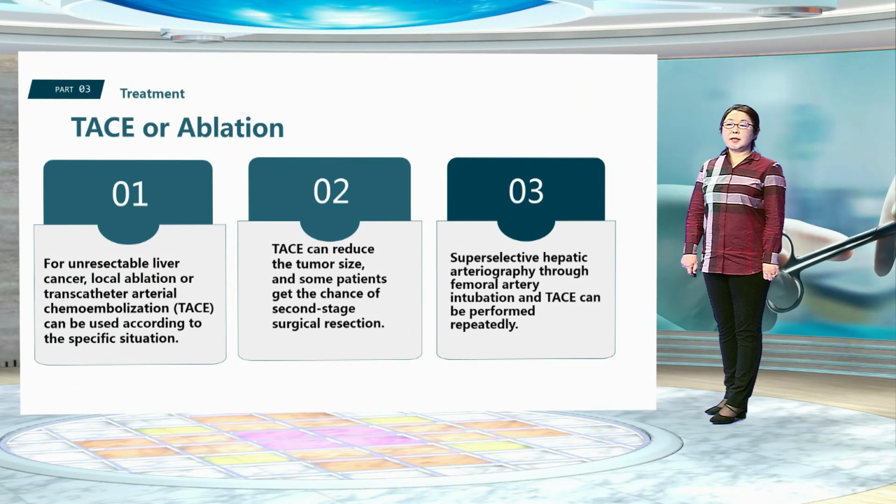Sometimes we should consider other methods, such as TACE or ablation. For unresectable liver cancer, local ablation or TACE can be used according to the specific situation. TACE can reduce the tumor size, and some patients get a chance of second-stage surgical resection, and supraselective hepatic arteriography through femoral artery intubation and TACE can be performed repeatedly.